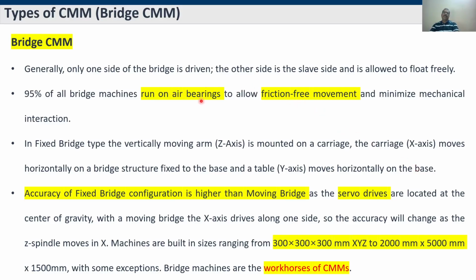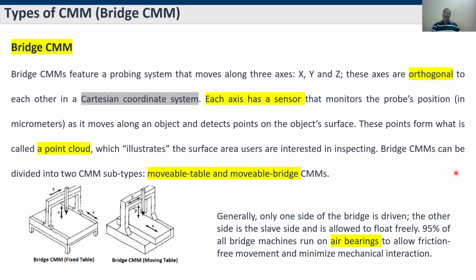So the same thing applies. Only one side of the bridge is driven, the other side is the slave side, which is allowed to float freely on the bed. 95% of the bridge machines run on air bearings to allow friction-free movement and minimize mechanical interaction. In the fixed bridge type, a vertical moving arm, that is the z-axis, is mounted on a carriage. The carriage, that is the x-axis, moves horizontally on the bridge structure fixed to the base, and a table, the y-axis, moves horizontally on the base. That is what is explained in this one.